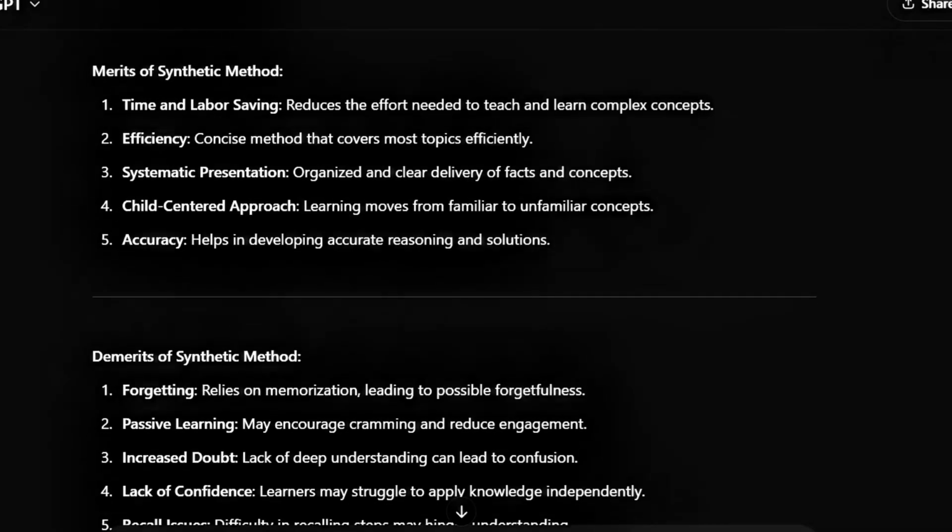Merits of synthetic method. 1. Time and labor saving. Reduces the effort needed to teach and learn complex concepts. 2. Efficiency. Concise method that covers most topics efficiently. 3. Systematic presentation. Organized and clear delivery of facts and concepts. 4. Child-centered approach. Learning moves from familiar to unfamiliar concepts. 5. Accuracy. Helps in developing accurate reasoning and solutions.